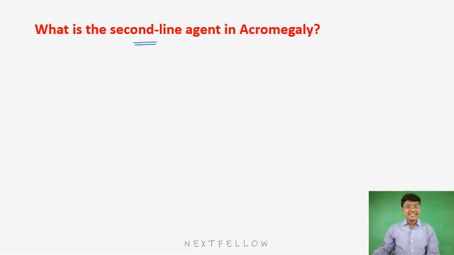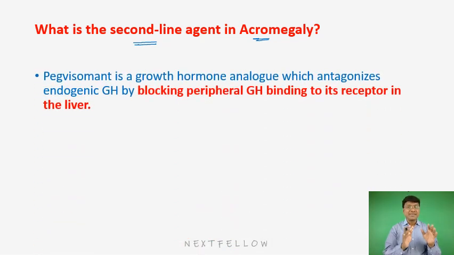What are the second line agents in acromegaly? Second line agents in acromegaly will be pegvisomant. So, what is the mechanism of action of pegvisomant? See, it is a growth hormone analog. Which one? Pegvisomant. It is a growth hormone analog, and that will antagonize the endogenous growth hormone by blocking peripheral growth hormone binding to its receptor in the liver. That is your pegvisomant, which is a second line agent.